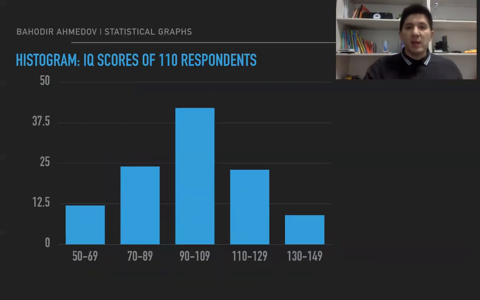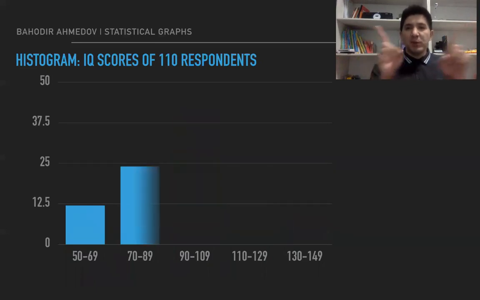This is another example of a histogram, which corresponds to the IQ scores of 110 respondents. We measured the IQ of 110 people, and 12 of them have IQ scores between 50 and 69, 24 of them have IQ scores between 70 and 89, and so on. If I put the histogram of this data, I see that the distribution of the IQ scores is pretty much normal.